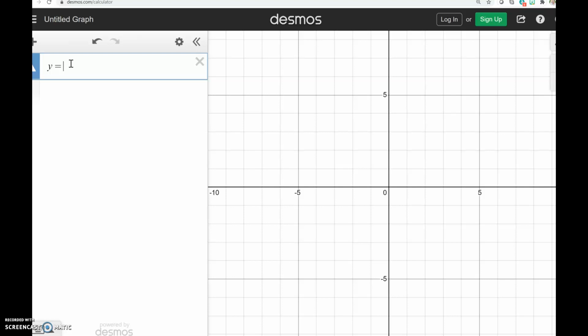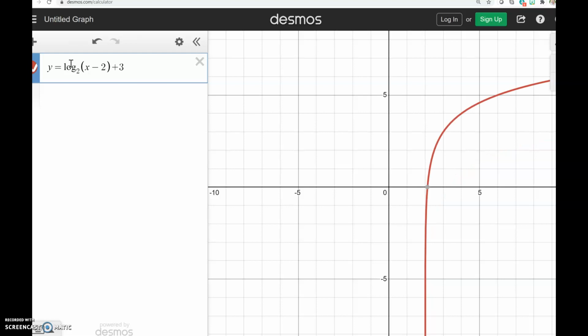Our equation was log base 2. So type in log, then shift dash. Shift dash, that's the button that's right next to your plus equals up at the top. That gives you underscore, which lowers it down into the subscript. So you can type in that it's a base of 2. Then you hit a right arrow to get out of the base. Parentheses, x minus 2, close the parentheses, plus 3.